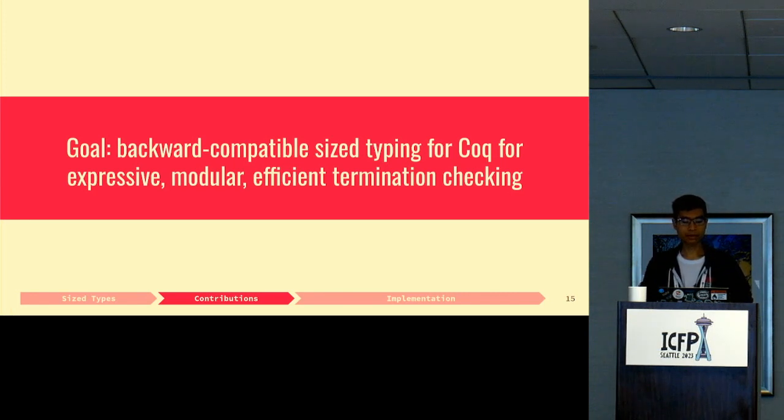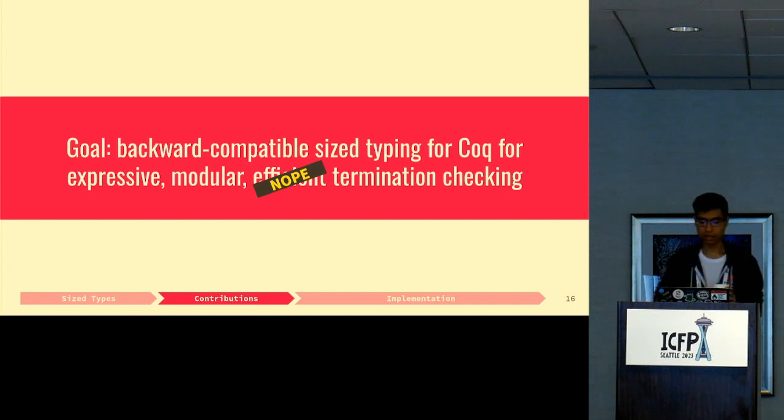We want completely backward compatible size typing for Coq, so that termination checking is expressive, modular, and efficient, especially compared to Gardner's checks. But it turns out that trying to keep as much backward compatibility as possible, which is sort of also the direction all of the past work was headed towards, leads to a lot of challenges in making type checking performant enough to be practically usable. And to see what goes wrong, we will dive into the implementation of size typing.